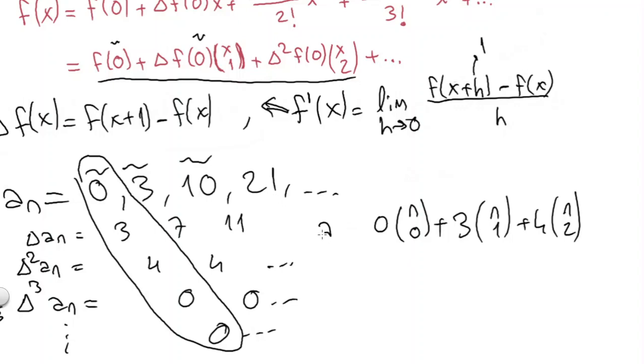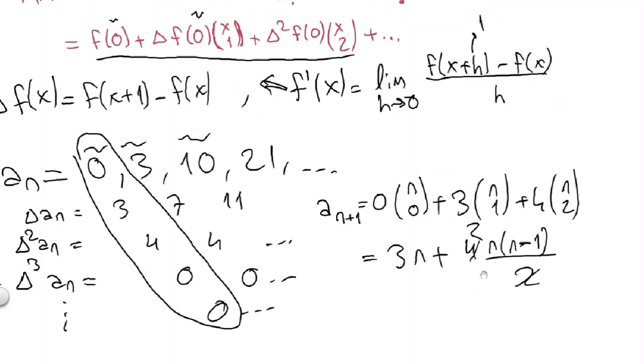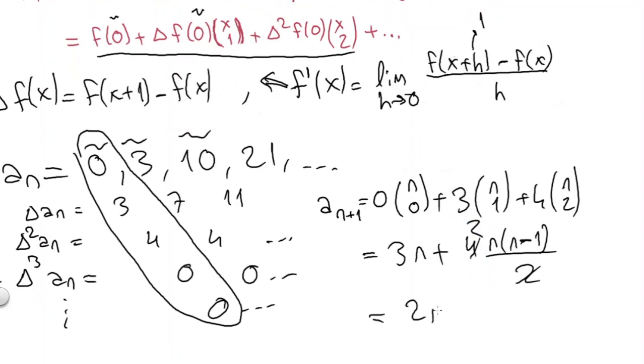And here is also a nuance: this is not going to give you a_n, it's going to give you a_(n+1). So instead of n, you can just put n minus 1. Here I can write it as 3n plus 4 times n minus 1 over 2. These two will cancel out, and so this is just 2n squared plus n.